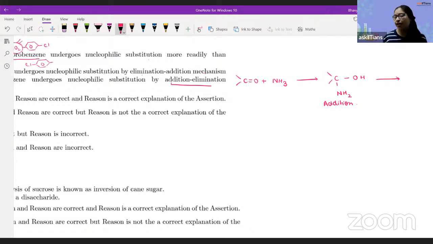Then what happens? We say that OH and NH2 on the same carbon are not stable. So they will remove as water. So then what do you get? This part. So this is what? Elimination step. So first something is being added and then there is some particle which is eliminated out, removed out. So this we call it as addition elimination process.